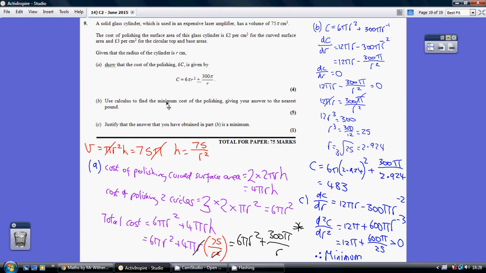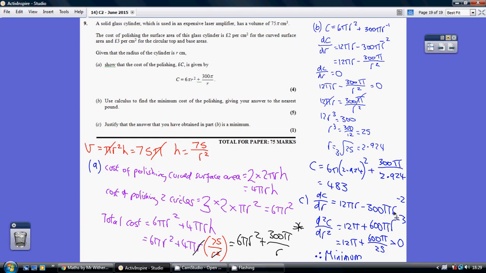Now I've been asked to work out the minimum cost, so I substitute this radius into my cost formula. Substituting my 2.924 into this cost formula gives me £483 to the nearest pound. Now part C, justify that it's a minimum, so you want to take the second differential and prove that it's greater than 0.